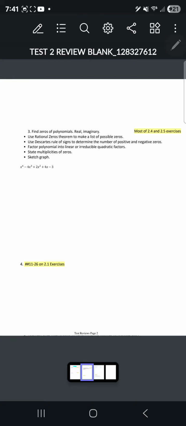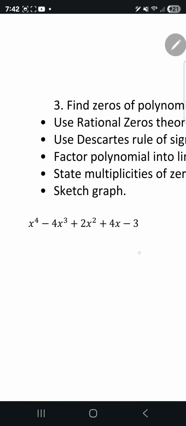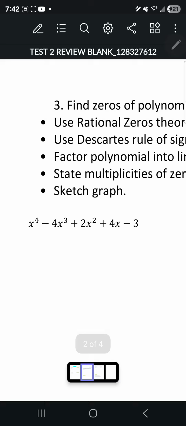Okay, finding the zero of the polynomial. So, the polynomial is x to the fourth minus 4x to the third plus 2x squared, blah, blah, blah. Okay, so we want to find, first off, make a list of all the possible zeros. So, I'm going to write it right here.